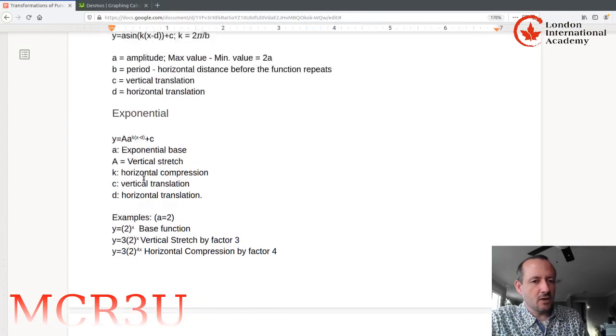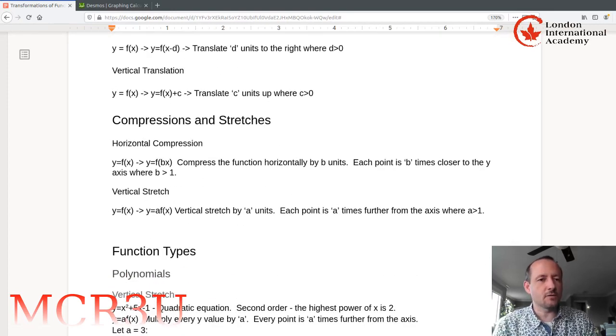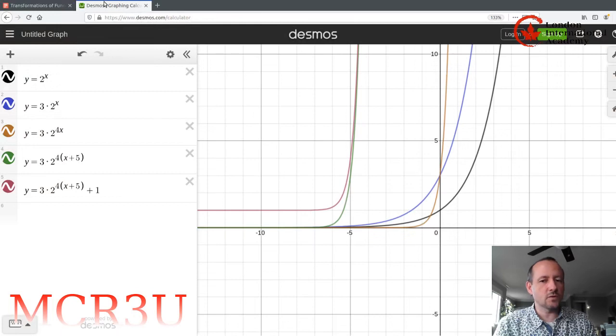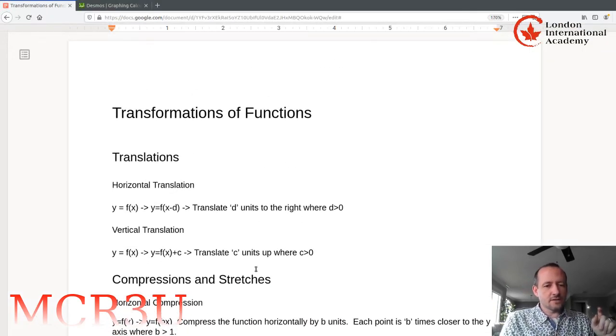So this video shows the idea of transformations of functions, but it covers material from the entire course. So now you can start learning about the different types of functions by reviewing the material in this video. I recommend doing this with Desmos so you can try for yourself and understand how these transformations work. So if you know how to do compressions and stretches and translations for all the different types of functions in the course, then you're a good part of the way through the material of the course.